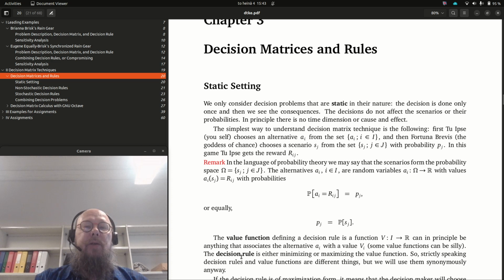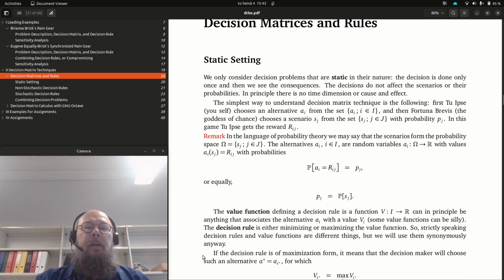Then a decision rule is basically the same as a value function, but there is an additional thing there: it's either minimizing or maximizing the value function. So the decision rule, how the decision maker reacts to uncertainty, is that first the decision maker decides a value function, and then she wants to either minimize or maximize the value function. Strictly speaking, decision rules and value functions are different things, but we will use them synonymously anyway.